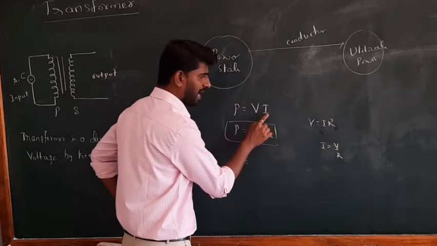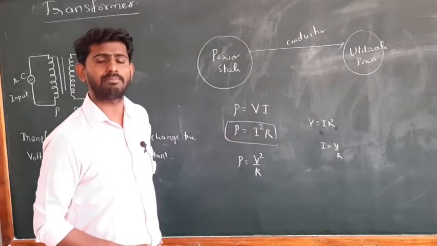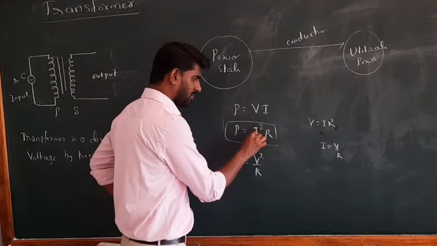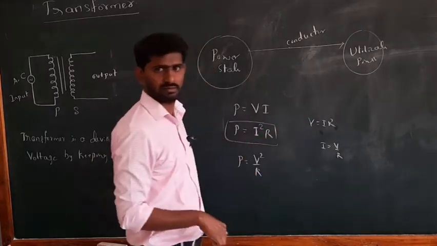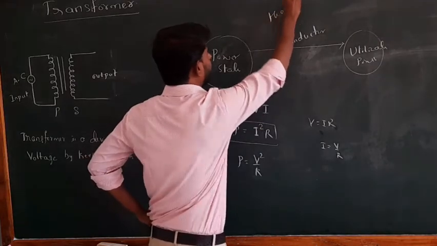Instead of I, put V by R: V into V gives V square divided by R. So these are the formulas for power. When you allow a maximum current in a conductor, it suffers a lot of opposition, a lot of resistance. As a result there will be generation of heat energy.